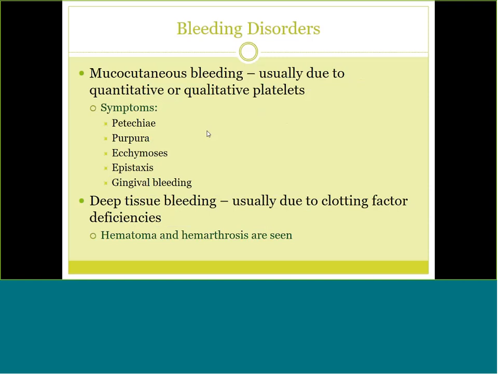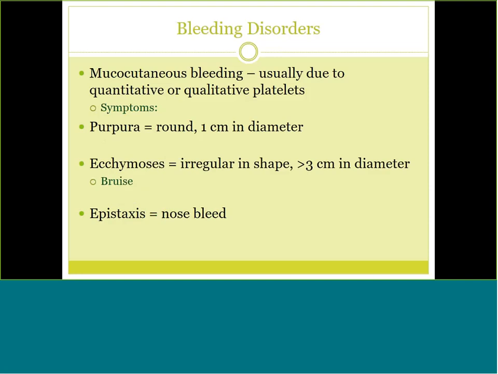So again, signs of mucocutaneous bleeding are more like surface kind of signs, which is like petechiae, purpura, ecchymosis, epistaxis, and that's a hard word for me to say, gingival bleeding. So anything kind of more surface bleeds. And then again, if it's a secondary hemostasis disorder, which we had talked about last week, that would be more the deep tissue bleeding, and again, due to some sort of clotting factor deficiency. So one of those coag proteins are involved.